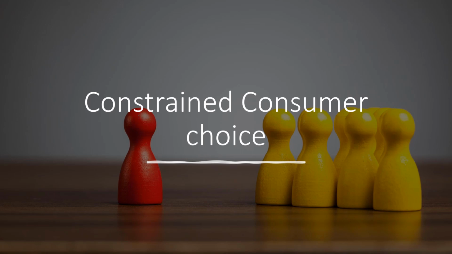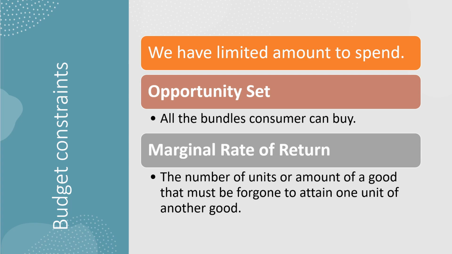Today we will be discussing constrained consumer choice. As a consumer, we want to purchase everything, but we have a limited amount to spend. Keeping the budget constraint, all the bundles consumers can buy is known as the opportunity set. In this we have to consider the marginal rate of return.